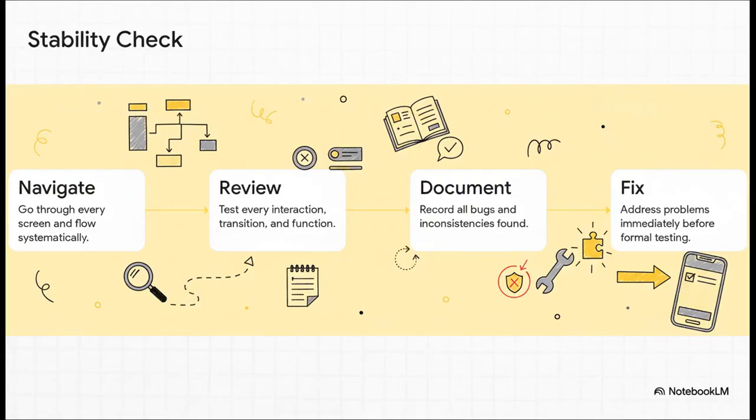So how does it work? Well, it's super thorough. First, you go through it systematically. I mean, every single screen, every user flow. Then you're reviewing all the pathways, clicking every button, checking every menu, testing every little transition. See something wrong? You document it right away. And the last step, and this is the most important one, you fix it immediately. You get that prototype rock solid before it ever sees the light of day with a real user.